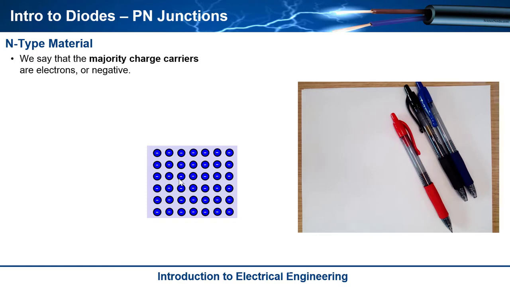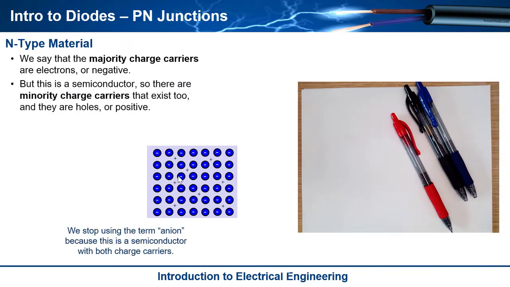This is a block of silicon, but we've put impurities in it to the point where we have a whole bunch of electrons that we can move around if we put a voltage across this. Again, it has minority charge carriers that can be used too. Okay, so it does have holes that exist within the lattice or the crystal, and they can be used.